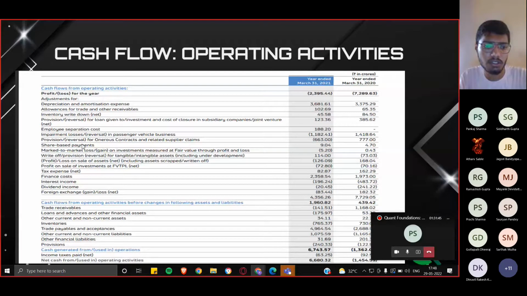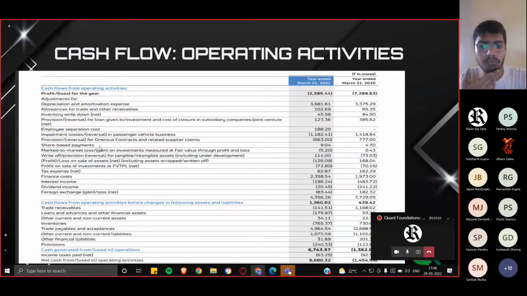Share based payment. I'm not able to recall this, so I'll tell you after searching what share based payments are. Sorry. Then investments measured at fair value through the profit and loss. Right of use provision, it's the same.